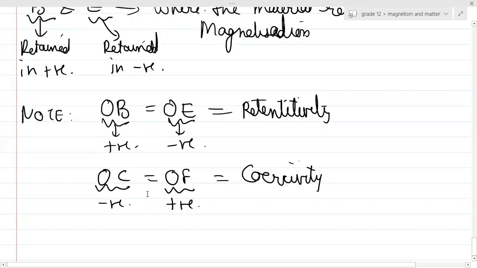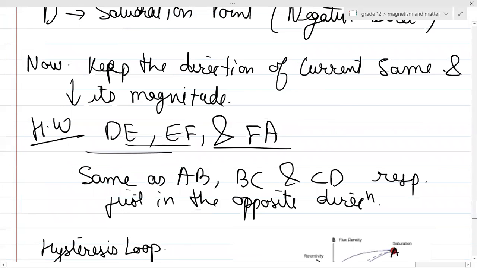Wait, one second. Yes, OC is negative, right? Is OC negative, guys? Yes, it is.